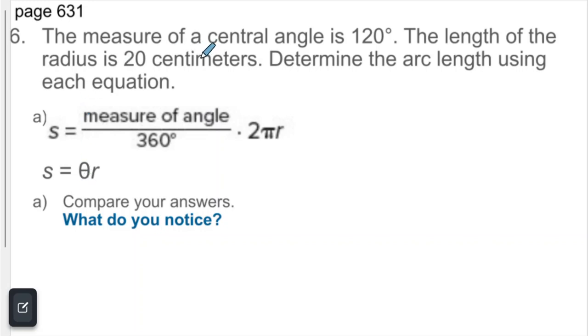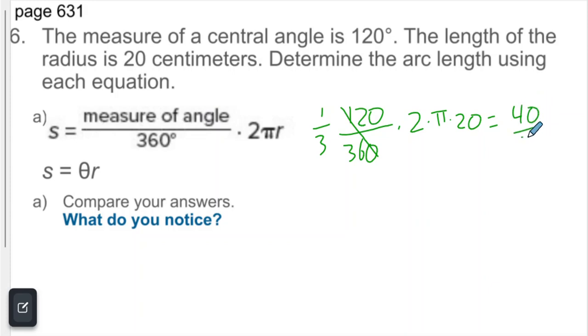So here we have the measure of a central angle is 120 degrees. The length of the radius is 20 centimeters. Determine the arc length using each equation. I can do 120 over 360 times 2 times pi times radius of 20. This is 1/3, so I'll simplify it out, and I'm going to get 40 over 3 pi.